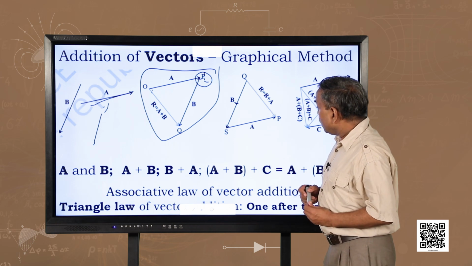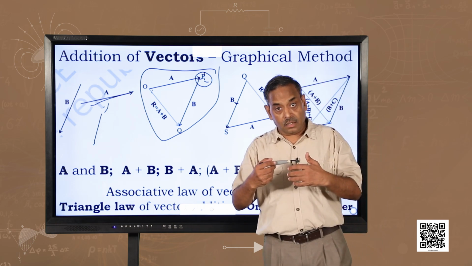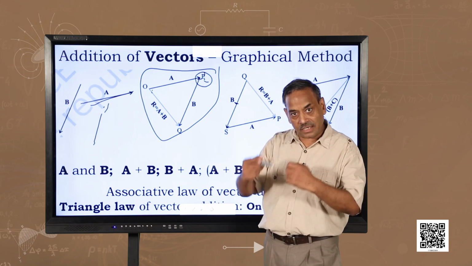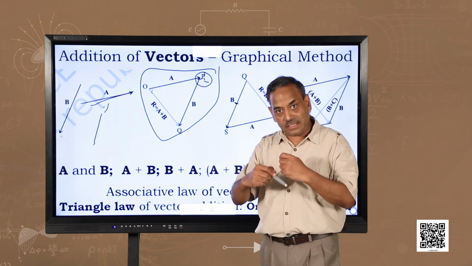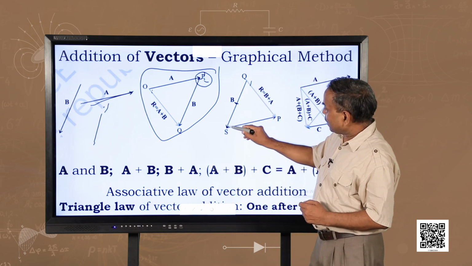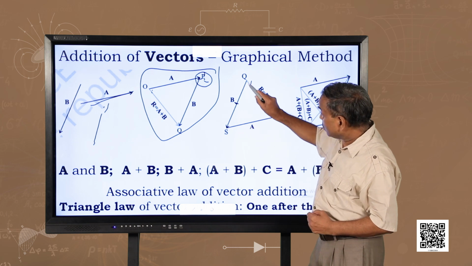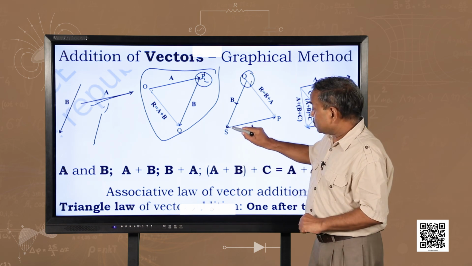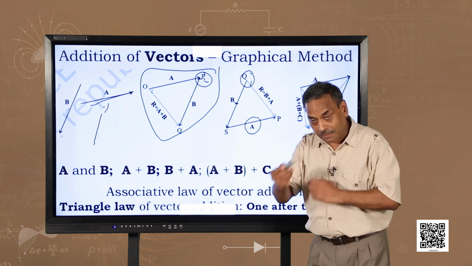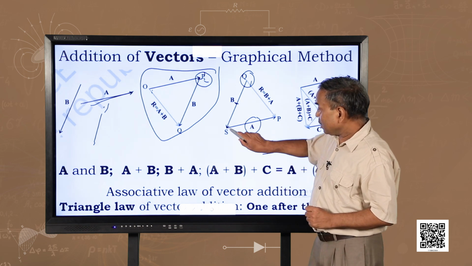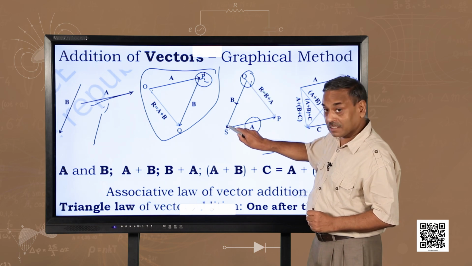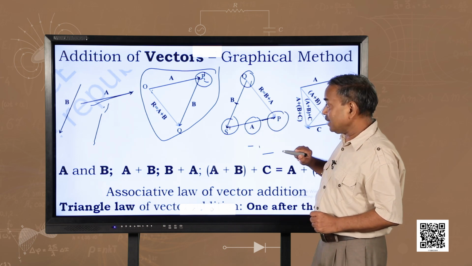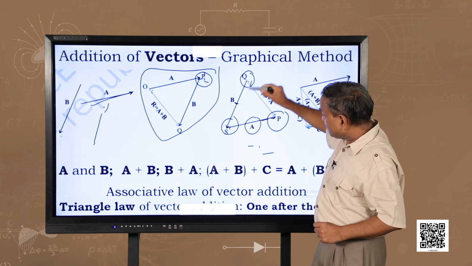Now, similarly, let us see B plus A. First I took a case in which the vector A was applied first and then vector B was applied. Now, let us see a case when vector B is applied first and then vector A. So, the vector B is applied first, and the tail of vector B is here. Since vector A is applied later, the tail of vector A has to coincide with the head of vector B, that is at point S. So, now we draw this vector here. Now, this is the final point P. So, now this is our R is equal to B plus A.